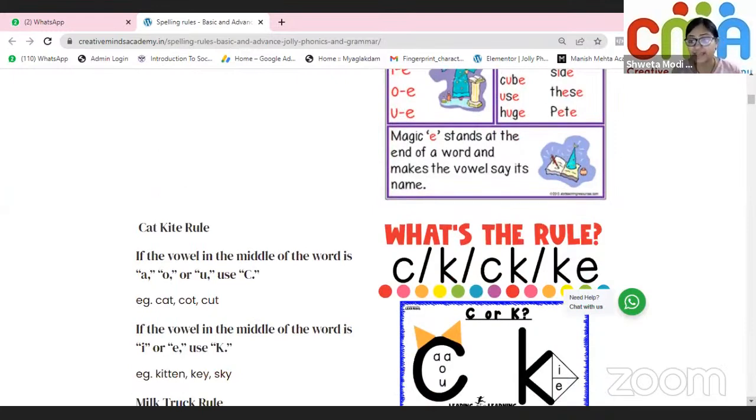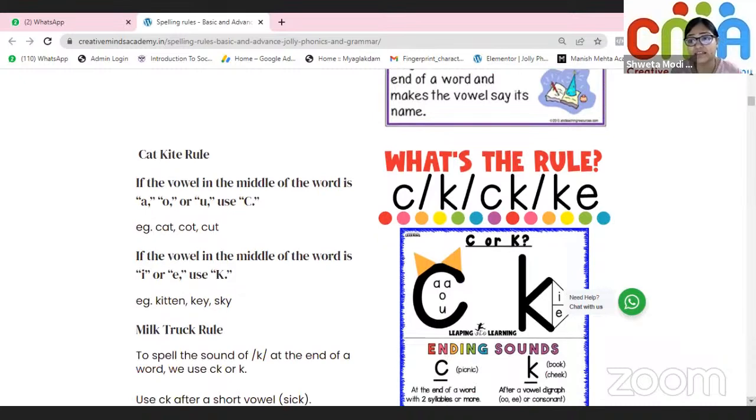So, cat and kite rule: C is followed by A, O, U to give the K sound. But if you don't find A, O, U and you find E or I or Y, for the K sound, it's K. So C takes A, O, U, as you can see in the picture, and K takes I, E, and rarely Y, as in the word kite. Okay. So when you hear K, then you have to see what the sound after K is: A, O, U, or it is E or I sound.